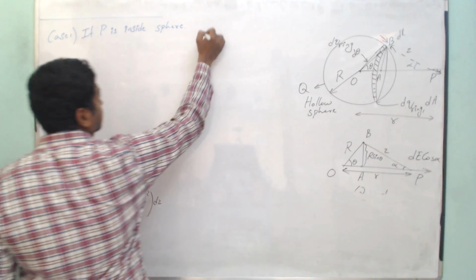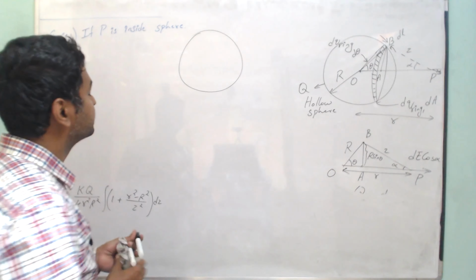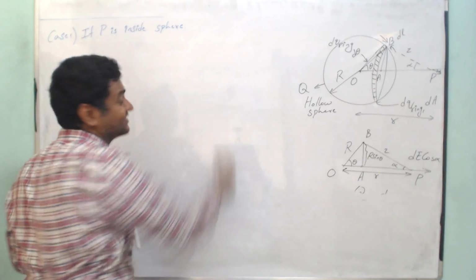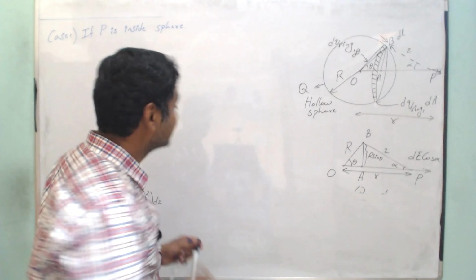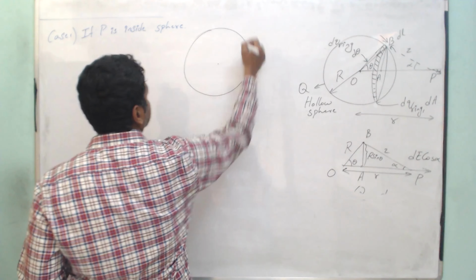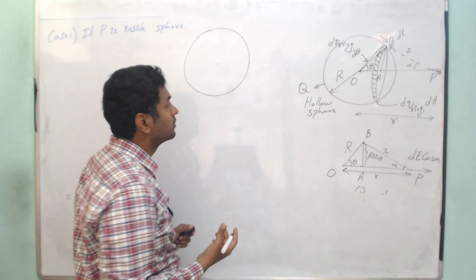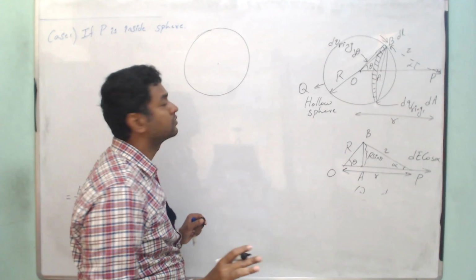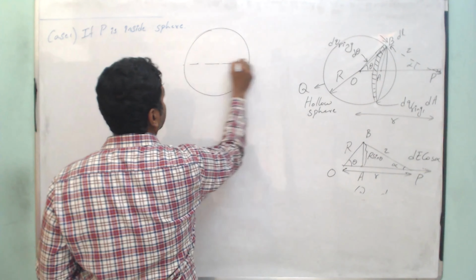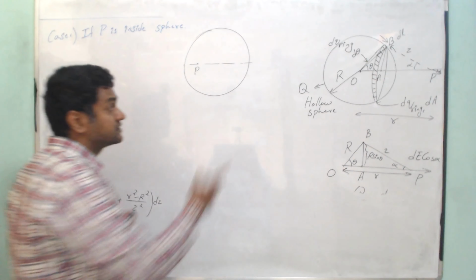Same sphere, basically same loop also. I'm not drawing the loop right now. Let us say my point P is somewhere over here, and my center is O.